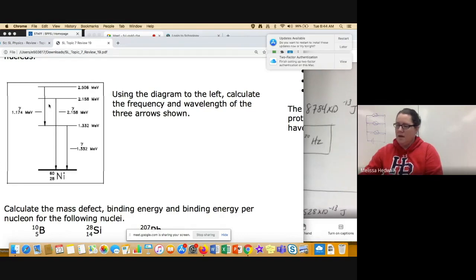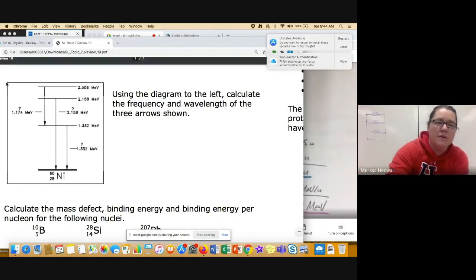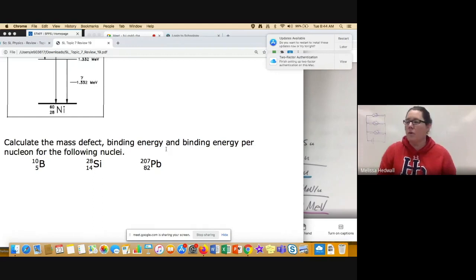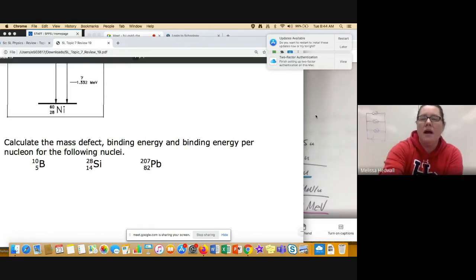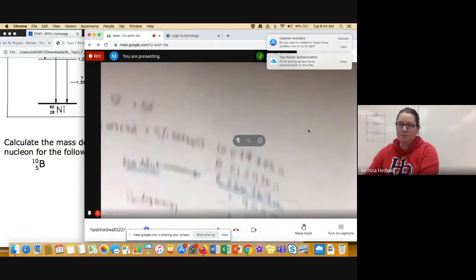All right. The next piece we talked about, that's in the review, is calculating the mass defect, binding energy, and binding energy per nucleon for the nuclei that are given. So boron 10, silicon 28, and lead 207. And so we'll just use one of them. We'll use that first one as an example.